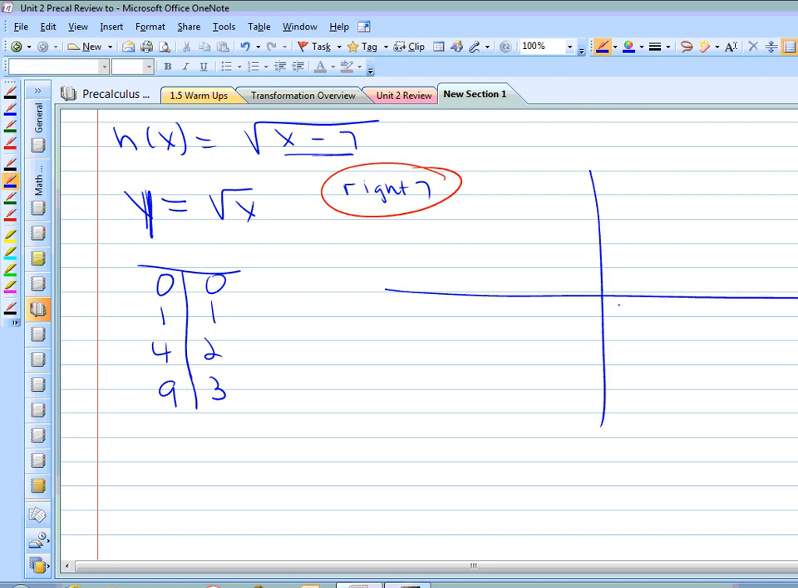Okay, so our points are at 0, 0, 1, 1, and 4, 2. And I would move everything to the right 7, so I would go over to positive 7, and I'd move this, and I'd move this, and my new graph would look like this.